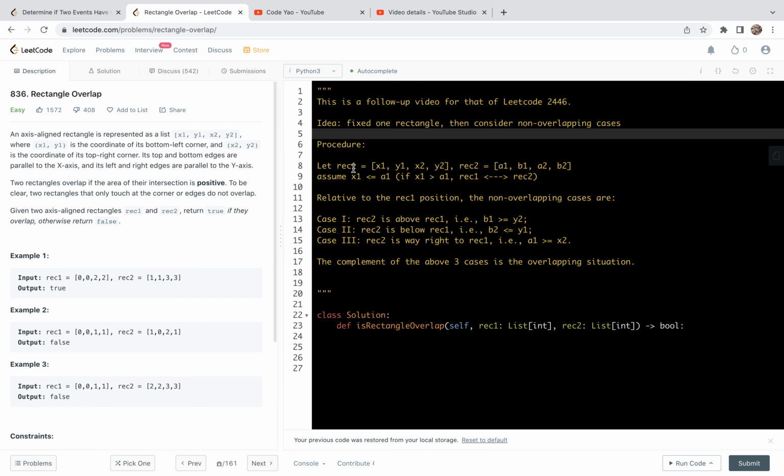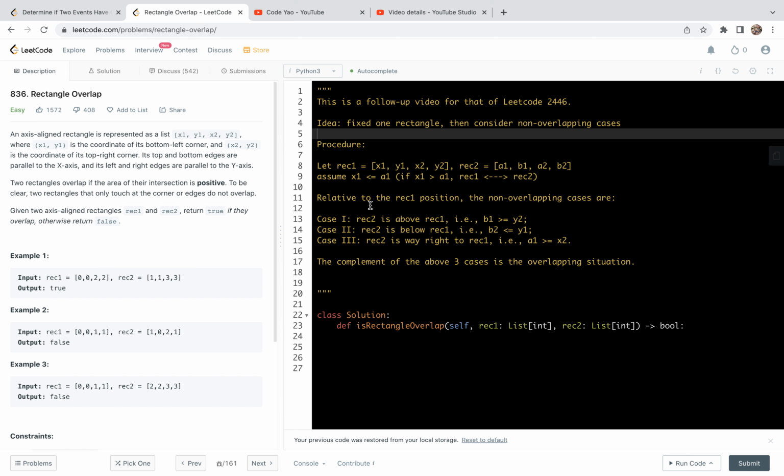Let's do the following procedure. First, let's give a representation of the two rectangles. Rectangle 1 is x1, y1, x2, y2, and rectangle 2 is a1, b1, a2, b2. We can assume that x1 is less than or equal to a1. In other words, the second rectangle is to the right of the first one. If this is not holding, we just need to switch rectangle 1 and rectangle 2, right? Below we will assume x1 is less than or equal to a1.